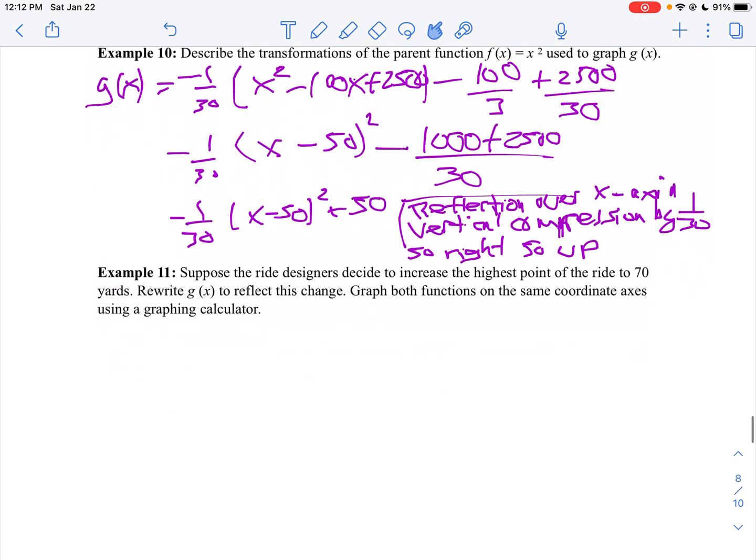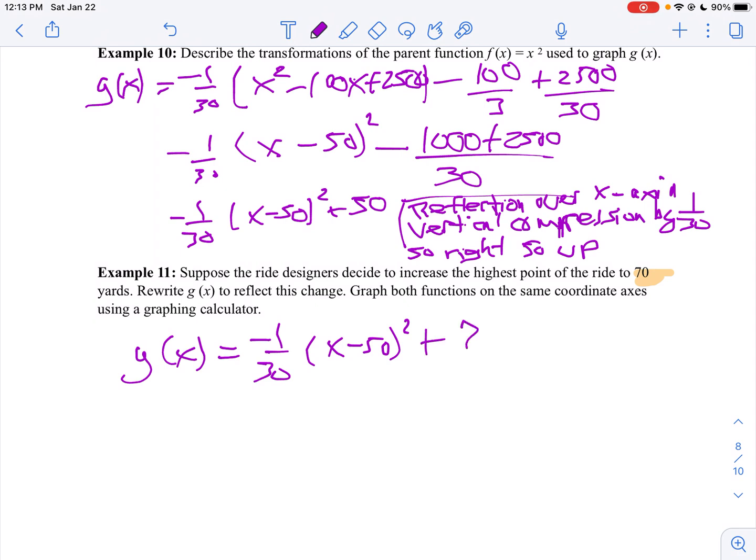Now let's take a look at example 7. Suppose the ride designer is to increase the highest point of the ride to 70 yards. In other words, I want the highest to be 70. So instead of being up 50 yards from the ground, it's to be up 70 yards from the ground. So rewrite g of x to reflect this change. I want to graph both the functions on the same coordinate axis using a graphing calculator. The only thing I'm going to do is change my 50 to a 70. So I'll say negative 1 over 30 times x minus 50 squared plus 70.